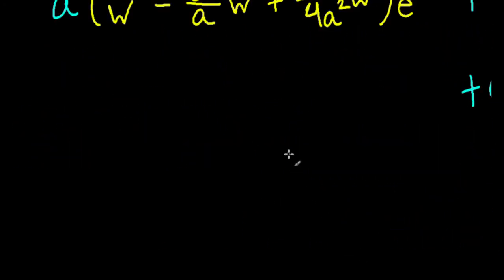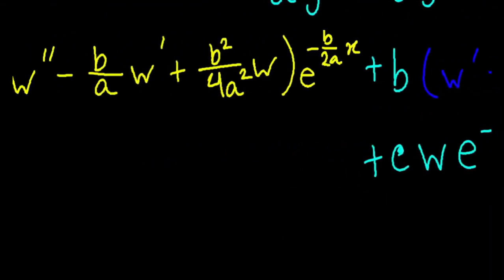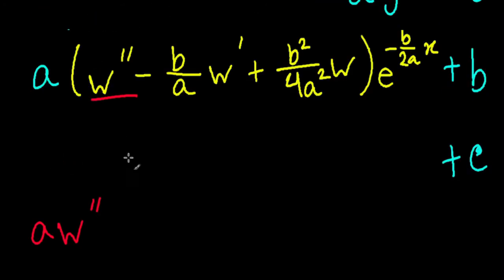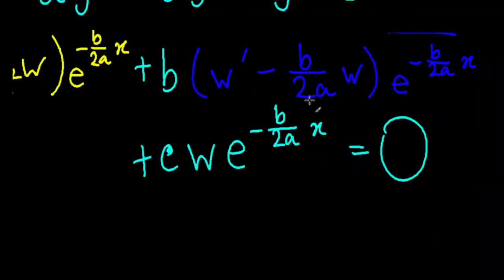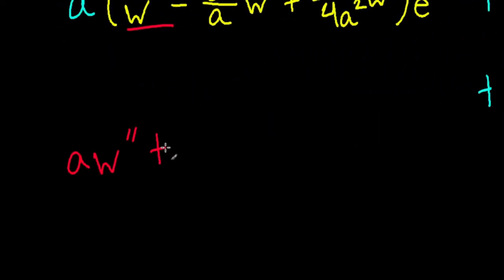So what we have here, I'll also try to collect the derivative terms. The only second derivative term of w is this one, so that's a w double prime. For w prime, what we have is a multiplied by this, so it's basically negative b w prime, and then plus b w prime. So what we have here is, that's interesting. I think you can see how things are simplifying. So negative b w prime plus b w prime.